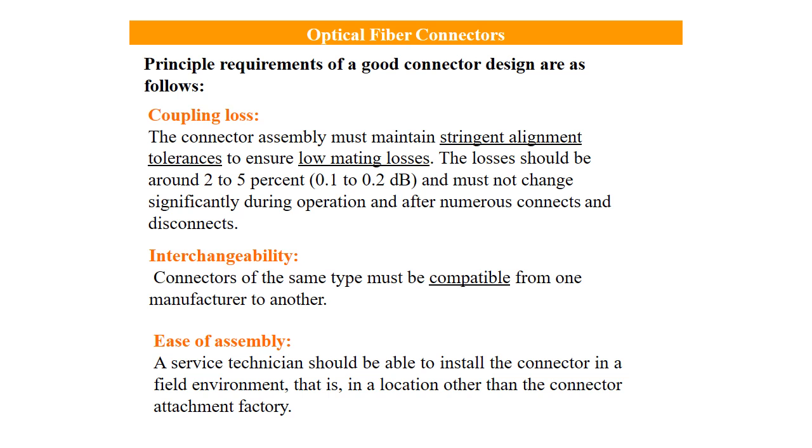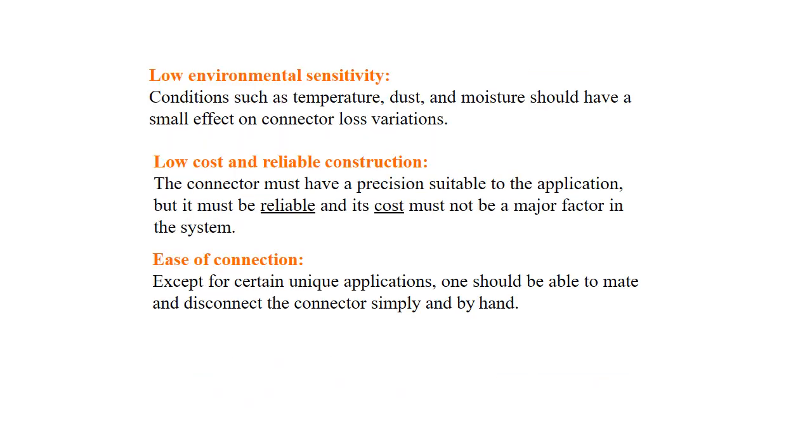Next one is interchangeability. Interchangeability means connectors of the same type must be compatible from one manufacturer to another. The next one is ease of assembly. It means a service technician should be able to install the connector in a field environment, that is, in a location other than the connector attachment factory. Next one is low environmental sensitivity. Conditions such as temperature, dust and moisture should have a small effect on connector loss variations.